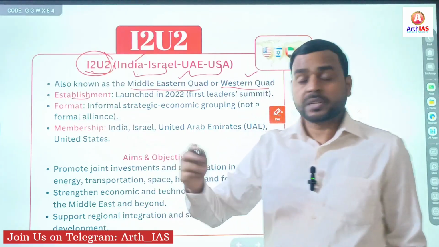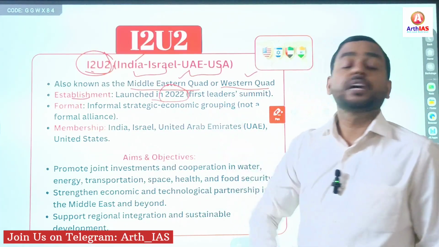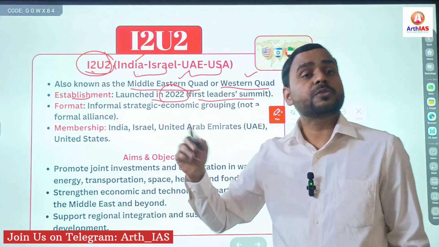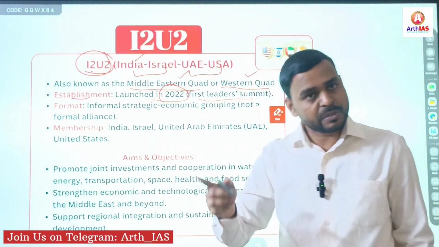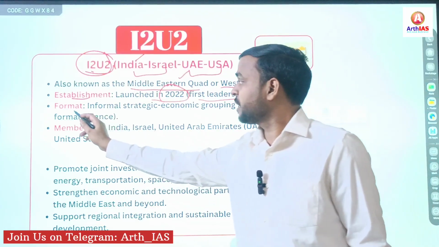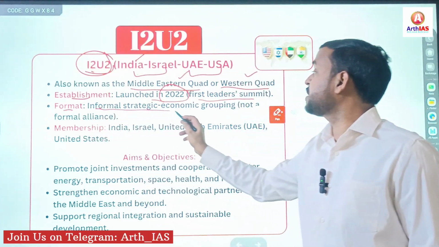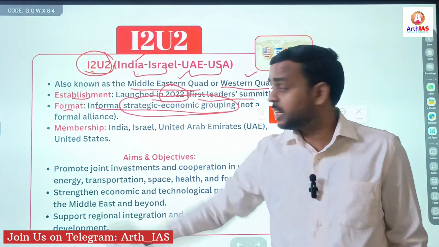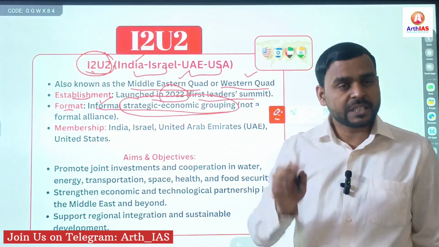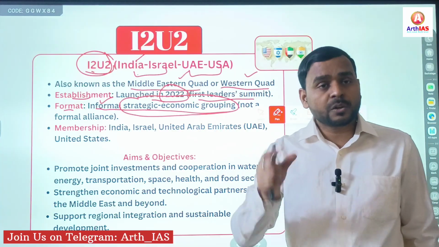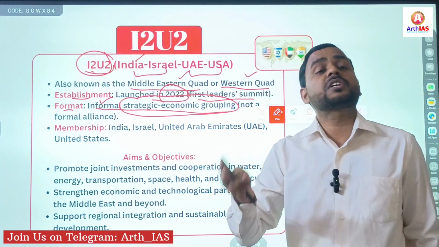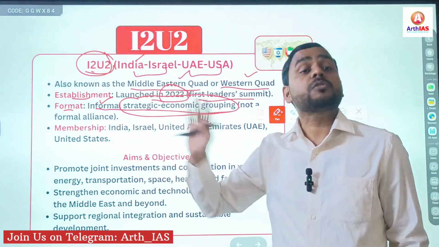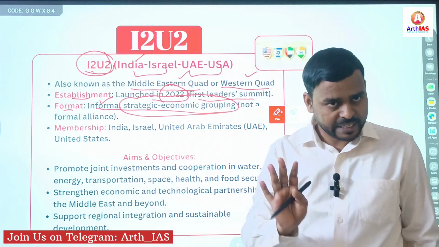When was it established? It was established or launched in 2022, right? And in 2022 the first leaders summit was held. Clear? Next important point, format. It is an informal strategic economic grouping. So mainly it is an economic grouping, and it is not formal but informal. Generally, when a group is informal, it does not have any secretariat, right? And that's why I2U2 also has no secretariat, right?